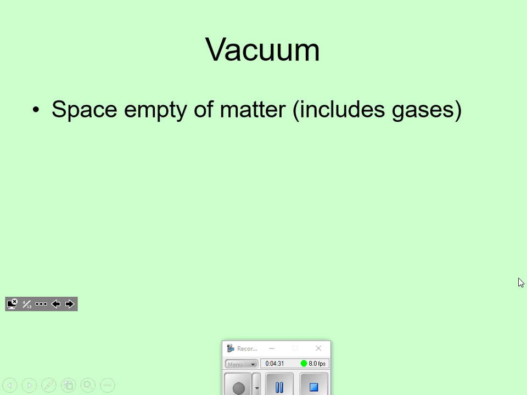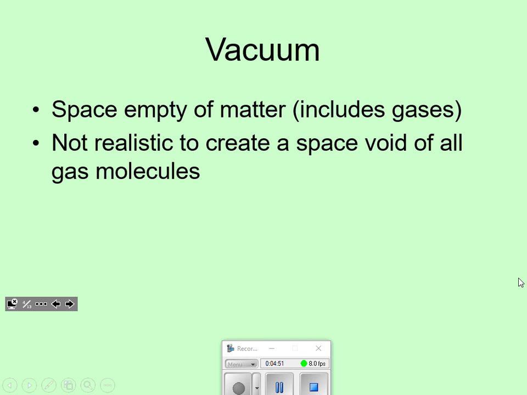Another term that's very commonly used when describing pressure is what a vacuum is. And I'm not referring to a Hoover, although the principle of how that cleans up your carpet is dealing with this. A vacuum is defined as a space that is empty of matter.